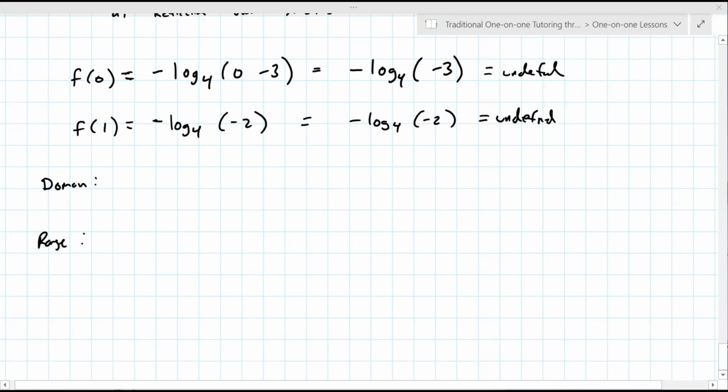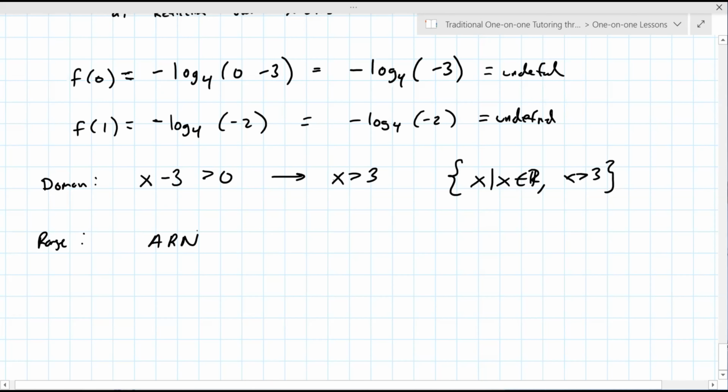So the domain is x is greater than 3. But you also have to include all that other stuff here. X such that x... And what about the range? All real numbers.